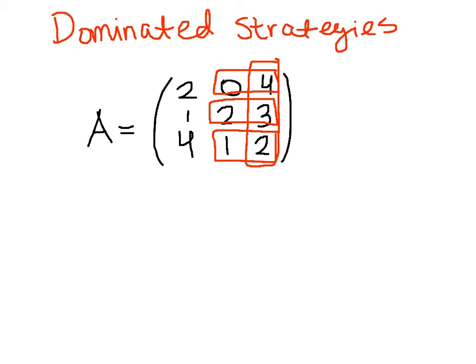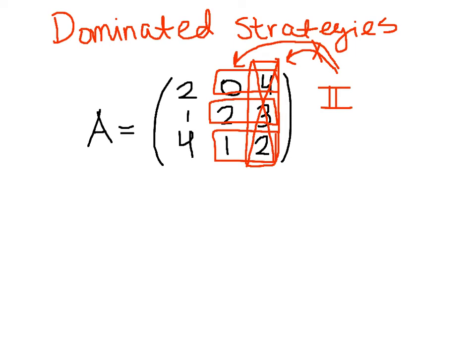This means that player number 2 will never ever want to pick column 3. Because if he picks column number 2, in every case he'll be paying less by picking that column. So we say the middle column dominates the last column, so we can remove the last column.